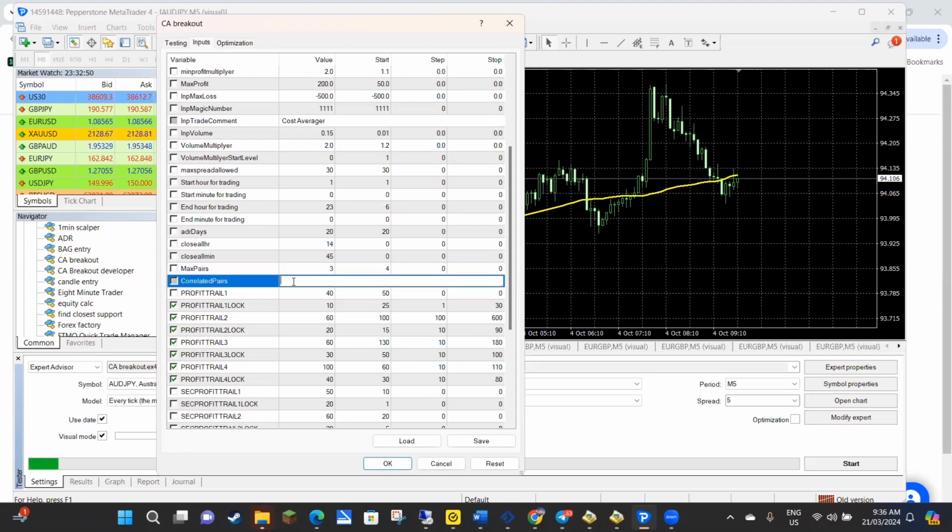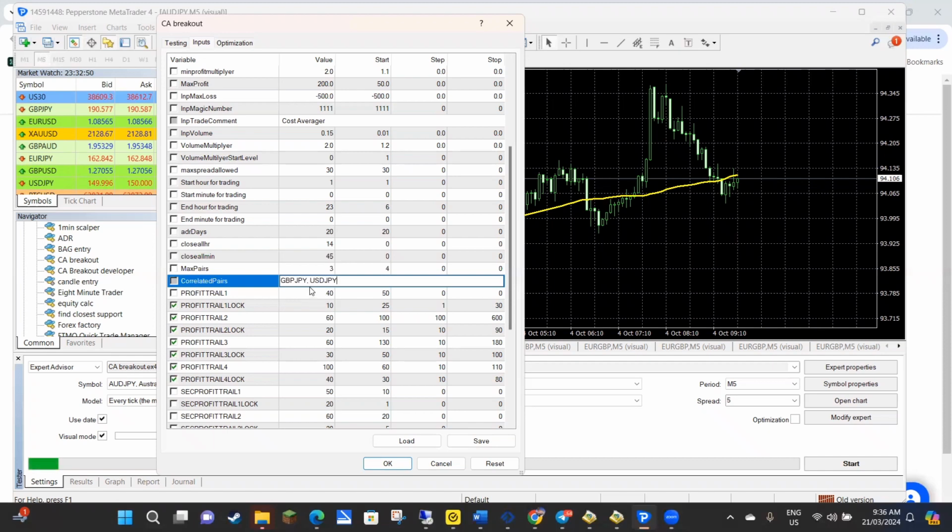Correlated pairs. Now, this is to stop the software trading too many closely correlated pairs at once. So as a rough example, a correlated pair is simply two different pairs that tend to move in the same direction as each other. A good example of that would be the Great British Pound paired with the Japanese yen, and the US dollar paired with the Japanese yen.